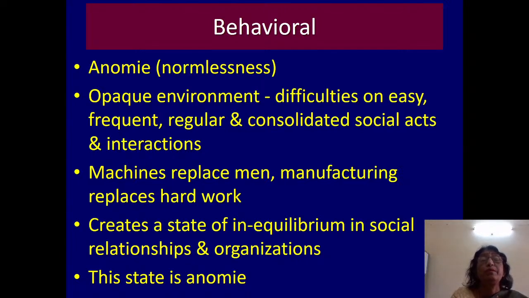So, in urban areas, they feel that there are no norms, and the environment looks opaque. They have difficulties, they cannot understand easily, and they have frequent, regular, consolidated social acts and interactions. Machines are replacing the men, and manufacturing replaces hard work. That is how the urban setup is, with disequilibrium in social relationships and organization. This is called anomie.